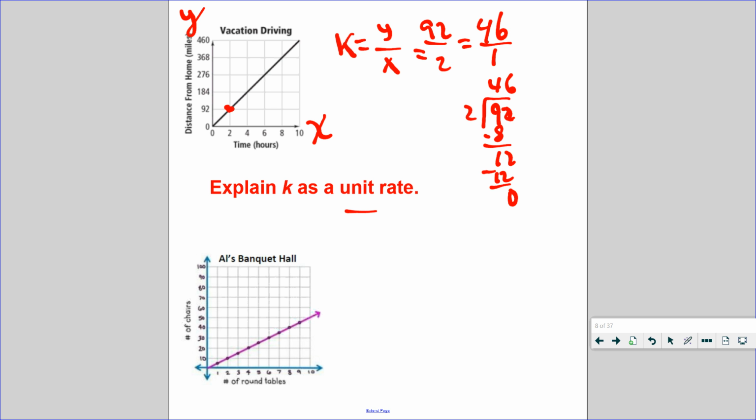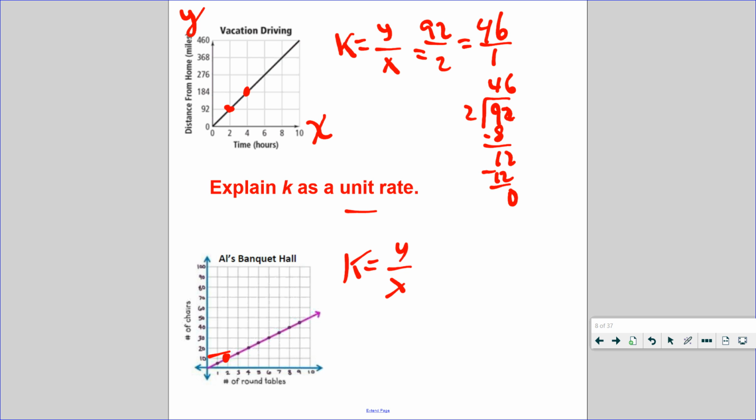So if I choose another one, such as this one, if you do 184 divided by 4, you will also get 46 miles per hour, or each hour. Let's try the next one. Find a constant of proportionality for this one.